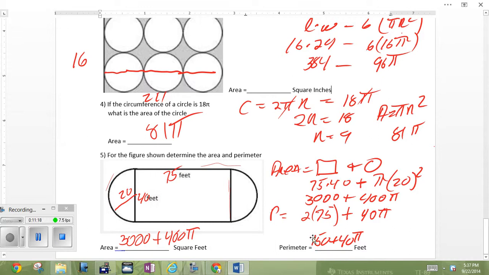Some people did the perimeter going with these vertical strips of 40. That's not the perimeter. Perimeter's the distance around. I don't think I'd take anything off if I did that much, but that's not the perimeter. What's the area? It's a rectangle, 75 by 40, which is 3,000, plus a circle. The circle's radius is 20, pi r squared. 20 squared is 400. So it's 3,000 plus 400 pi. It's exactly what it is.